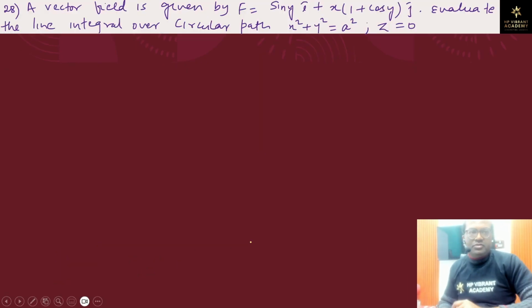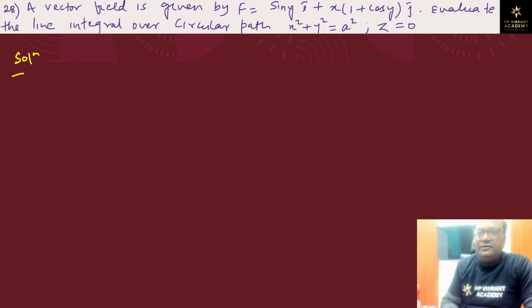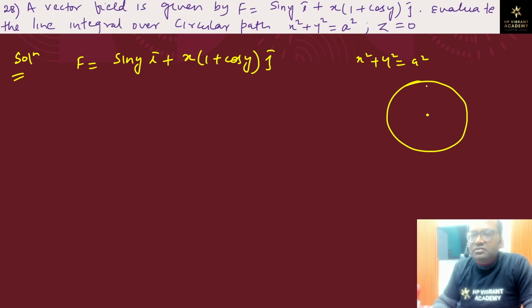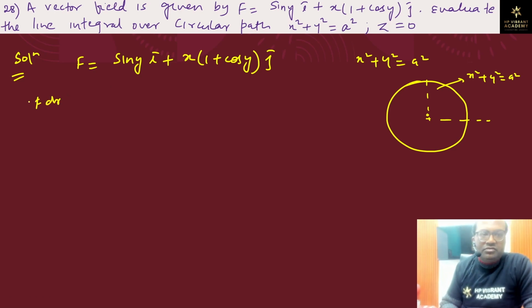Let us discuss question number 28. How we can solve this? So we have a vector field given as f is equal to sin y i cap plus x times of 1 plus cos y j cap. Evaluate the line integral over the circular path x square plus y square is equal to a square. Okay. So this is our circular path. This is x square plus y square is equal to a square. So we have f dot dr along the curve C is sin y dx plus x times 1 plus cos y dy along the curve C.